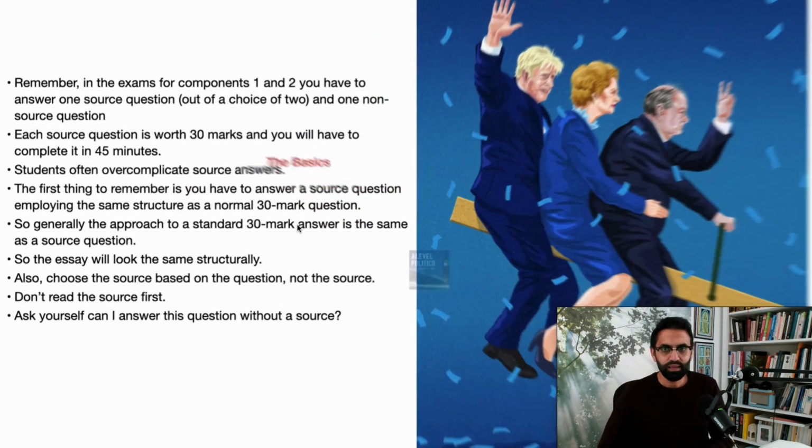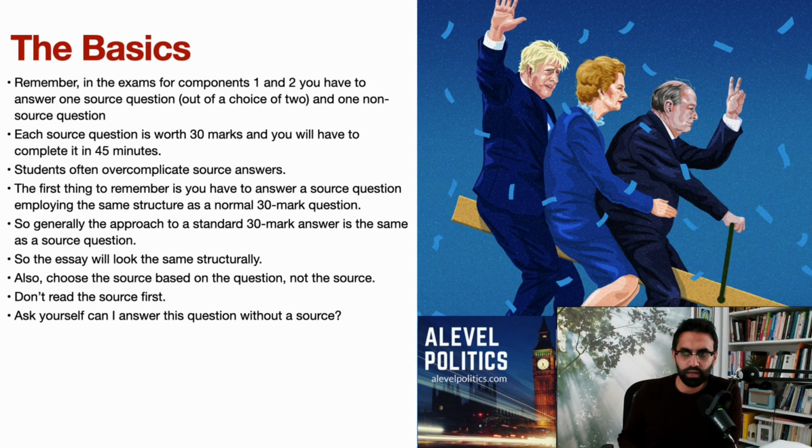Right. Let's then go to the basics. Now, remember, in the exams, for Component 1 and 2, you have to answer one source question out of a choice of two and one non-source question. So you get these two questions, one source, one non-source. Each source question is worth 30 marks and you will have to complete it in 45 minutes. That's the same with a non-source question. And so Section A and Section B, you will be applying a time frame of 45 minutes for both those 30 markers.